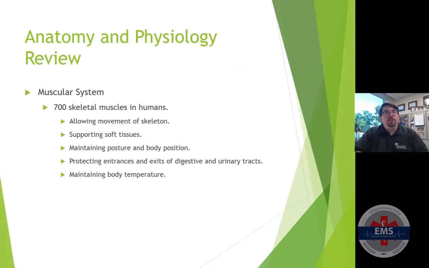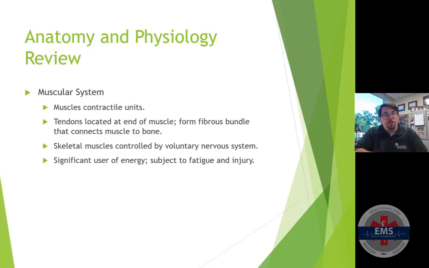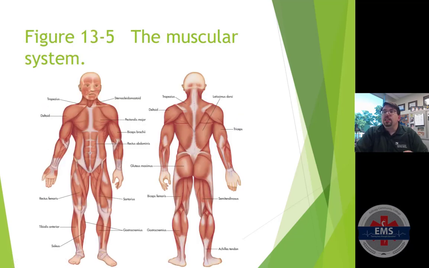Now, the muscular system, there are over 700 muscles in humans. Isn't that crazy? It allows for movement, supporting of soft tissues, maintaining our proper posture and body position, also protecting entrances and exits of our digestive and our urinary tracts, and then allows for us to maintain body temperature, all to maintain homeostasis. When we look at this, there is a ton of muscles. I'm not going to go through each one of them in this lesson, but take a look at figure 13.5. It's going to give you the breakdown of the more common large muscle groupings we would see.